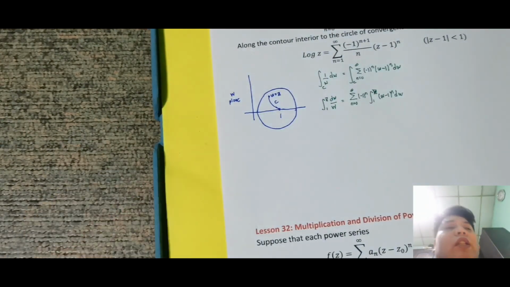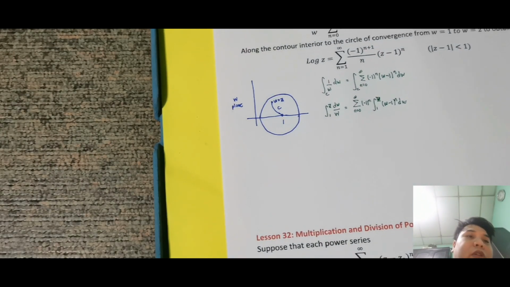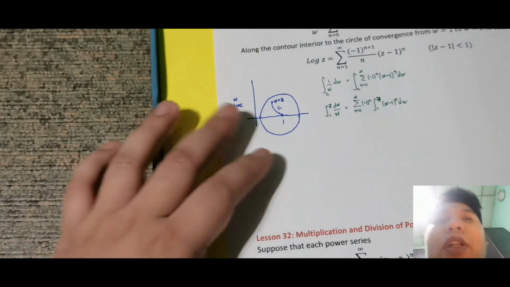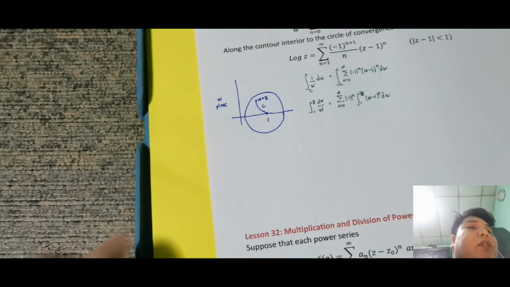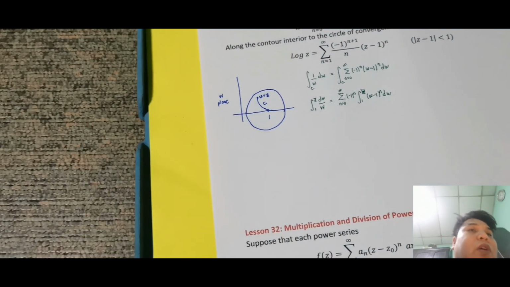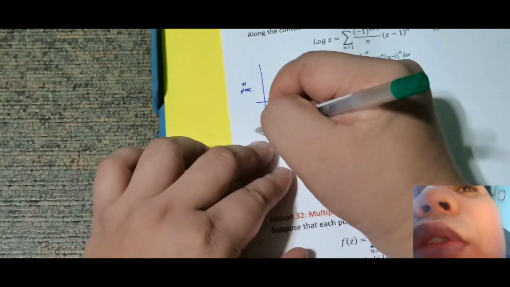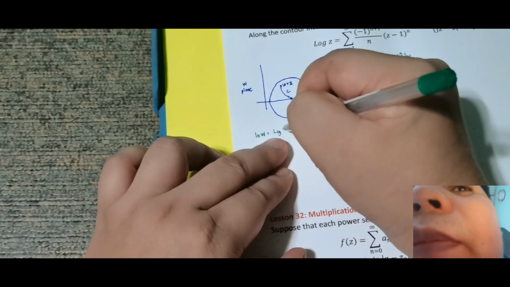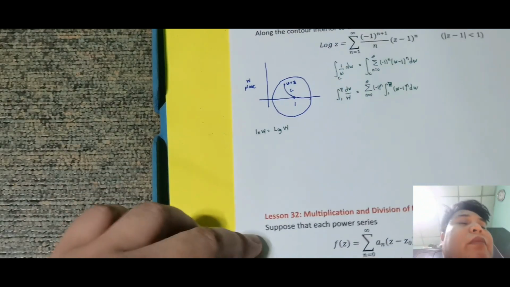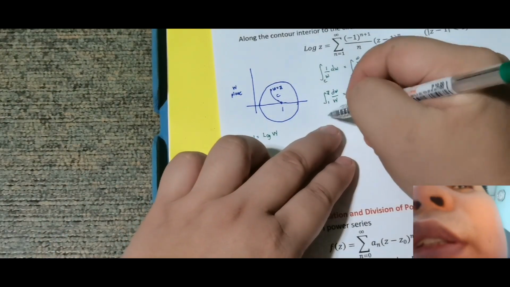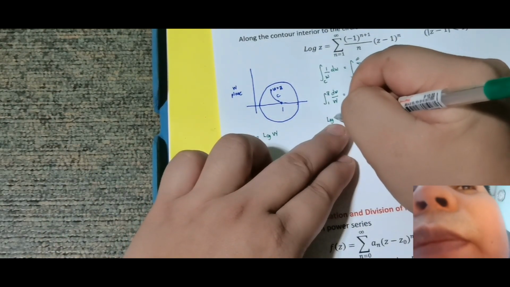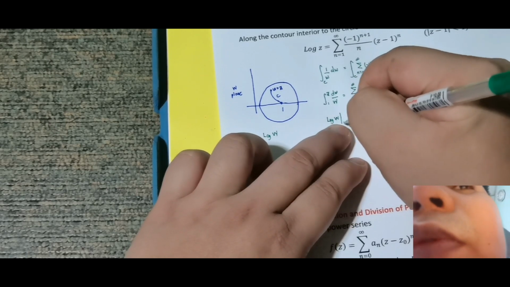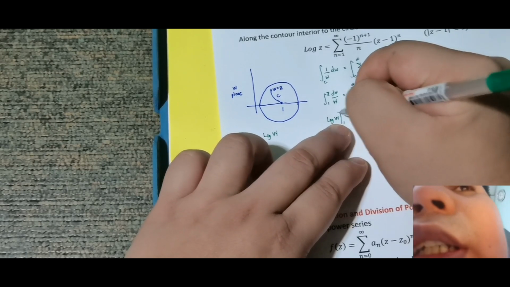So integral dW over W is ln of W supposed to be. Pero sabi ko nga sa inyo, yung ln of W is equivalent lang sa logarithm of W. Okay? So note na si ln of W ay equivalent lang sa principal logarithm of W dito. Okay? So this is simply equal sa principal logarithm of W from 1 to Z. So, yan yung kanyang upper boundary.